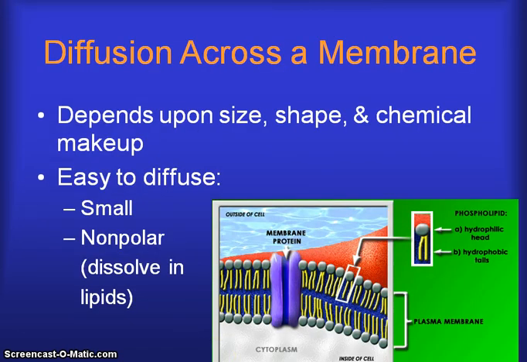Diffusion across the cell membrane depends on the size of molecules, the shape of the molecule, and also its chemical makeup. Some particles that are easy to diffuse are generally small ones that are able to fit through some of those membrane proteins, some of those integral proteins there. And some things that are nonpolar may also be able to easily be dissolved through this nonpolar section of the cell membrane. Okay, that's the lipid portion. So small particles and nonpolar things generally are the easiest particles to diffuse across the membrane.